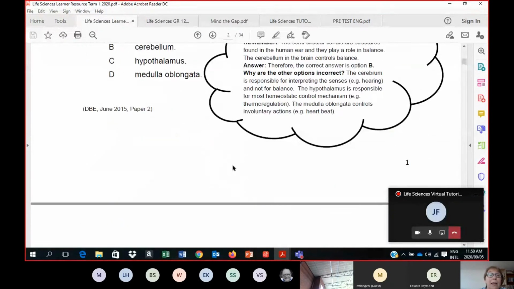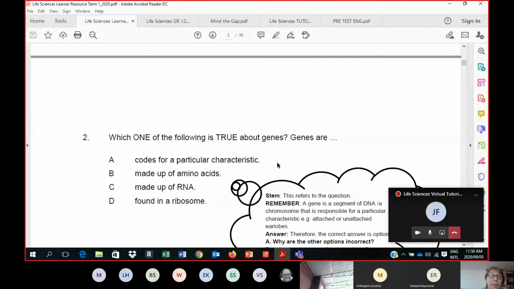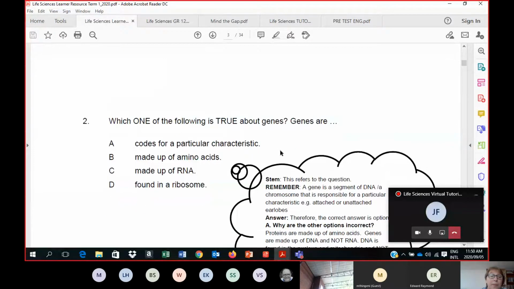Okay, let's do one more example. The next question says, which one of the following is true about genes? And then we think of our section on genetics and DNA, and we remember a gene is a segment of a DNA molecule which codes for a particular characteristic. Right, so now we look at the answer. Oh, A, there it is, codes for a particular characteristic.